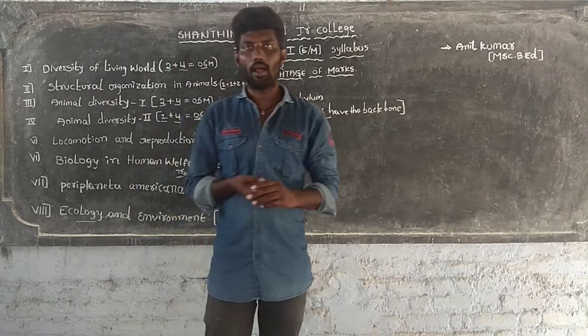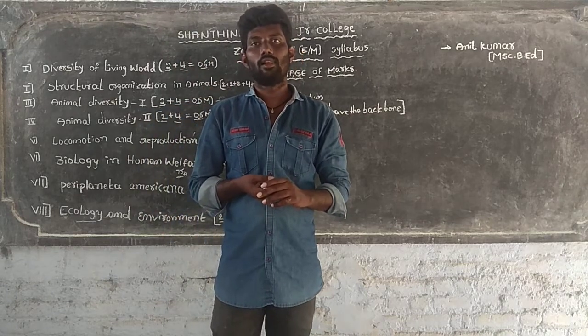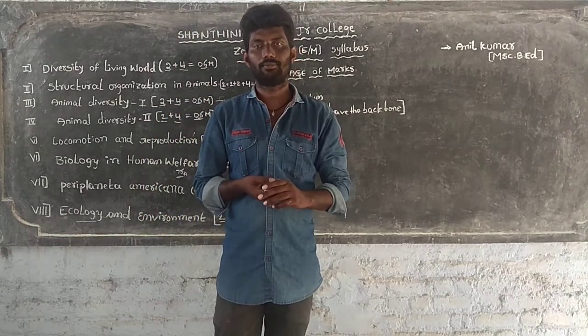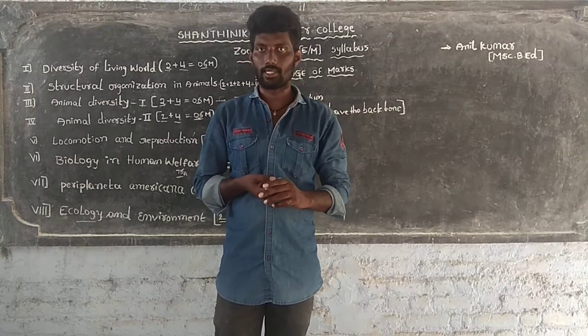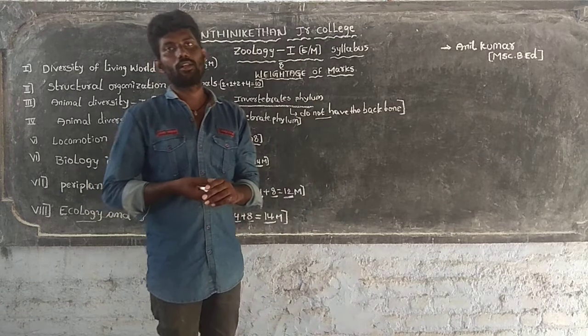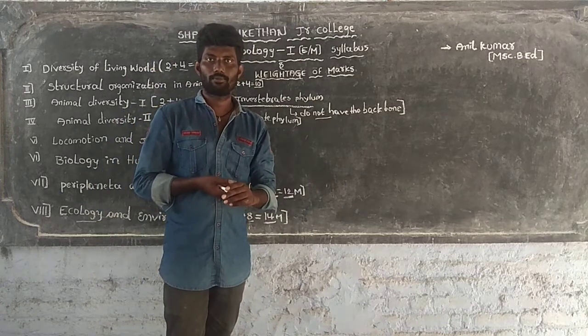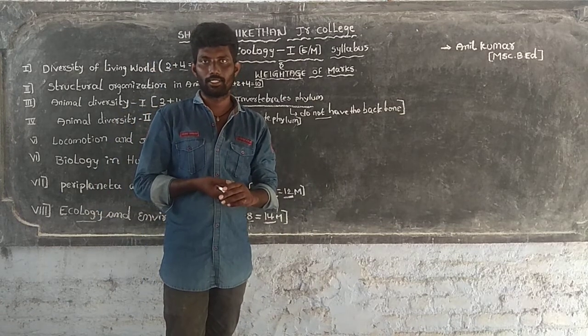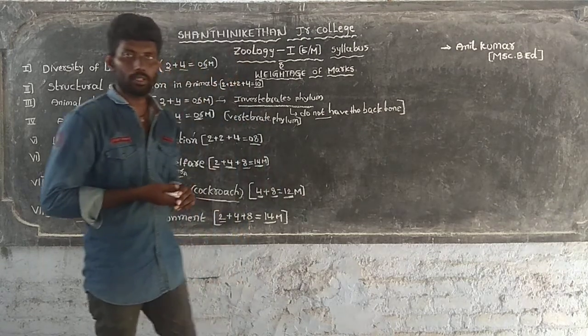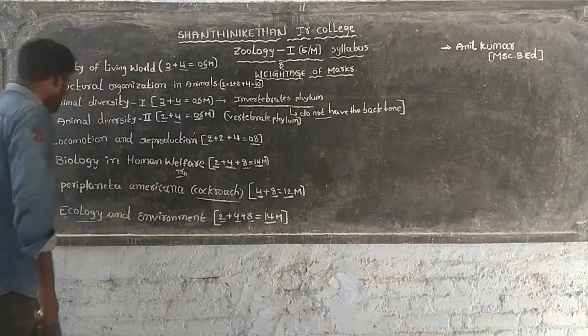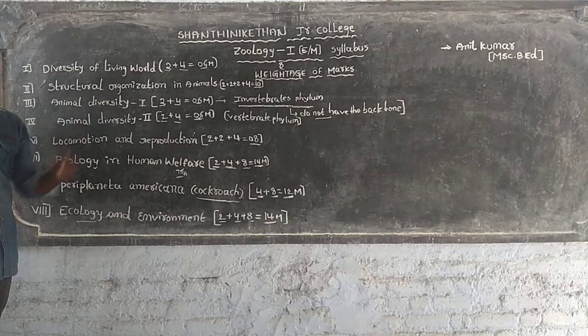Firstly, we are going to learn about the lessons in zoology first year and the weightage of the marks in each lesson. First of all, in zoology first year, there are 8 chapters. Now the first chapter name is Diversity of the Living World.